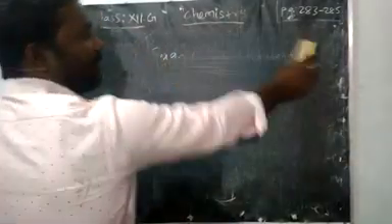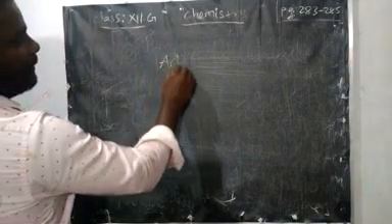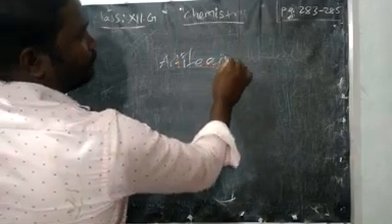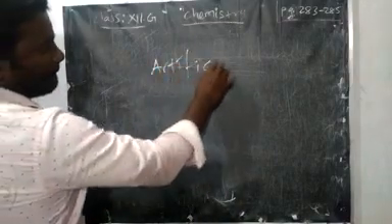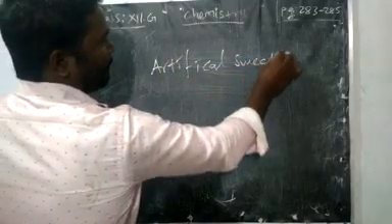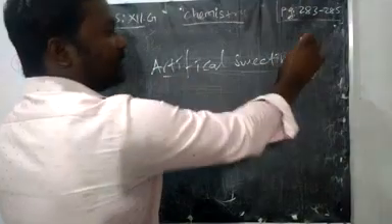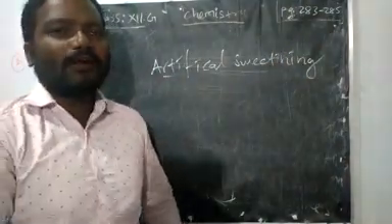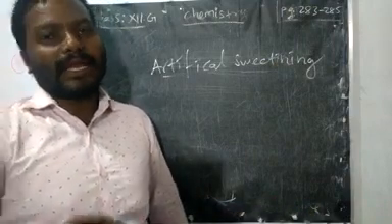Okay, then artificial sweetening agent. This is another type of sweetening agent, artificial. See, what is an artificial sweetening agent? See, in the previous one, instead of sugar we used some other chemical without the need of insulin.